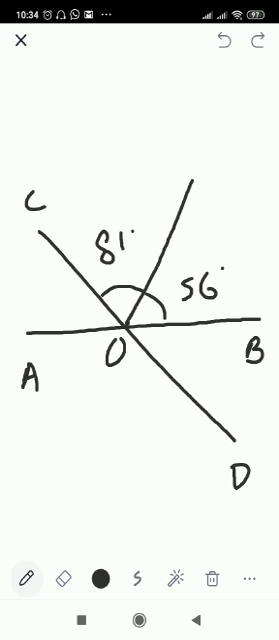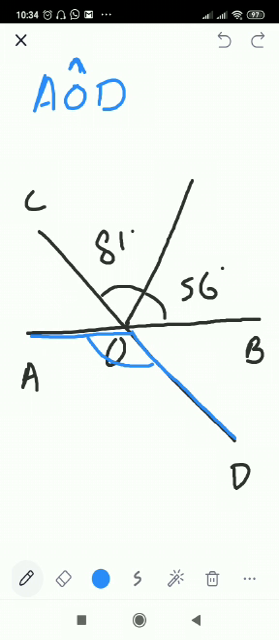Now here we have to find angle AOD. First we have to find out how much this angle is. Where is AOD? This is AOD. You can see that this angle and this angle are vertically opposite angles, because these two lines are intersecting at this point. So this whole angle is the same as this whole angle.